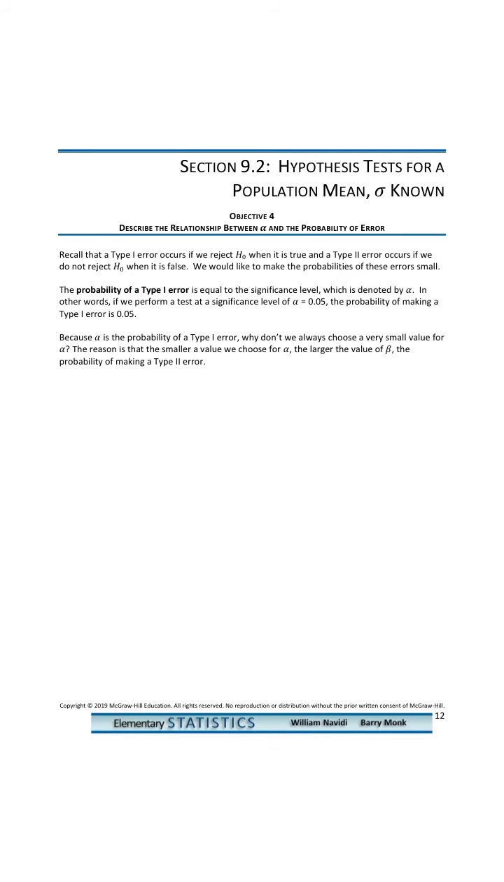Objective 4, the relation between alpha and the probability of an error. Recall that the type 1 error occurs if we reject the null hypothesis when it is true, and the type 2 error occurs if we do not reject the null hypothesis when it is false. When designing a hypothesis test, we would like to make the probabilities of these two errors small. In order to do this, we need to know how to calculate the probabilities of these errors.